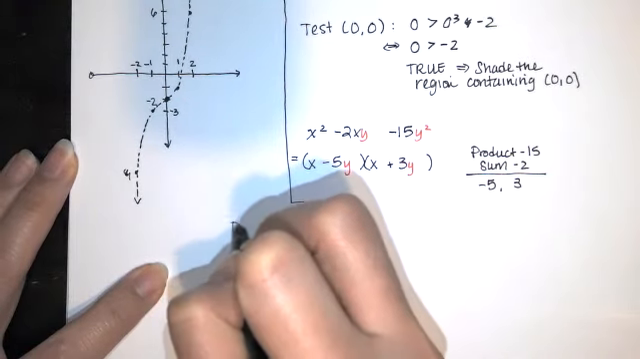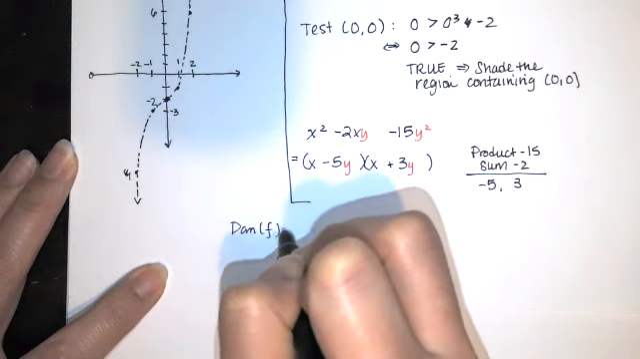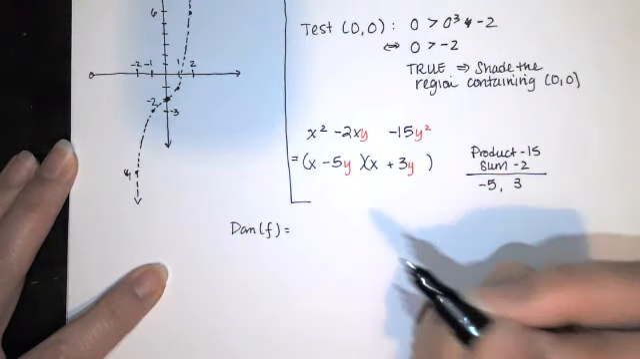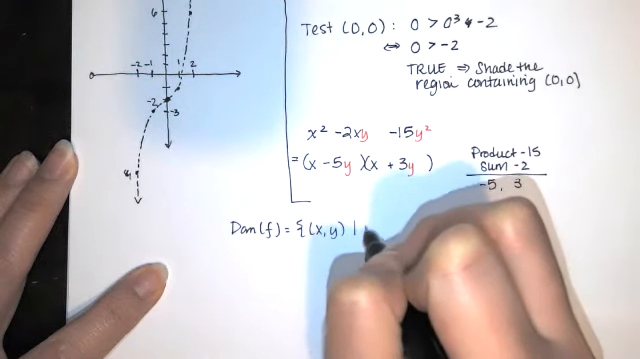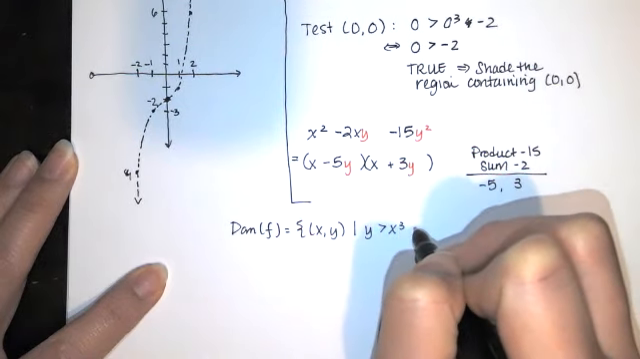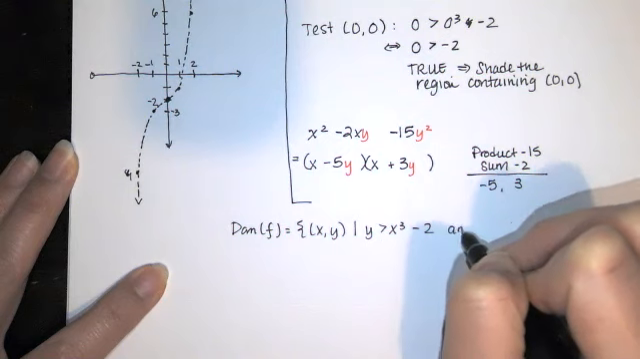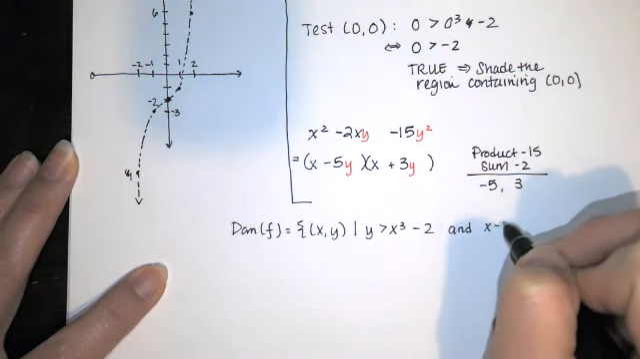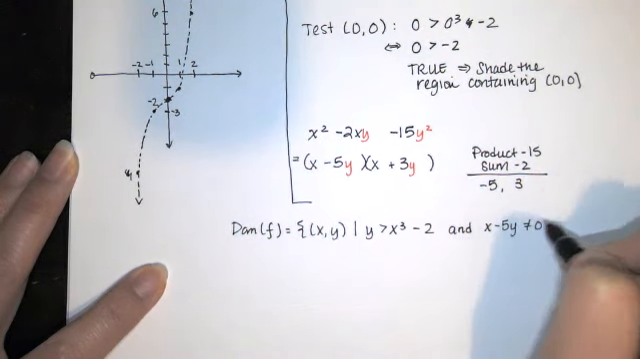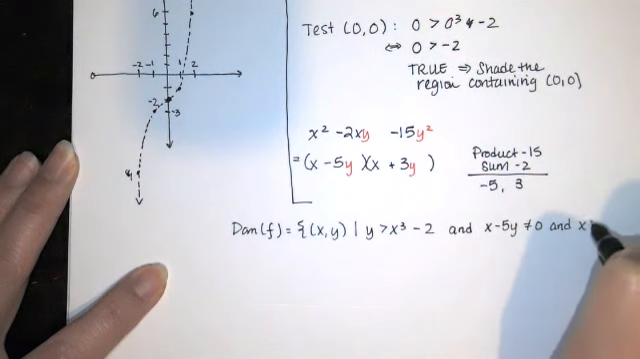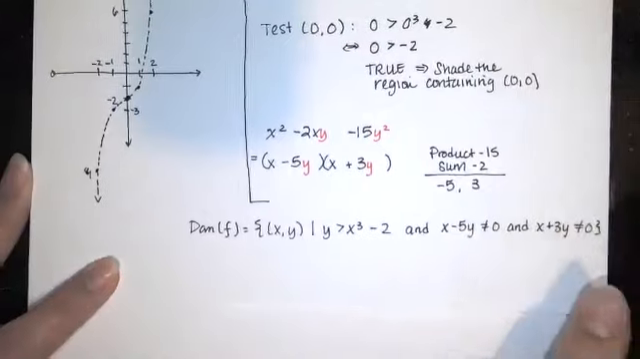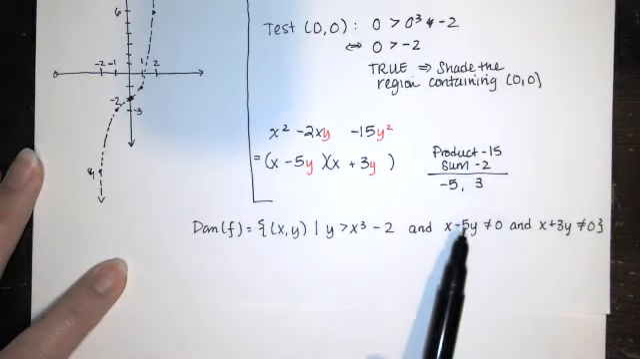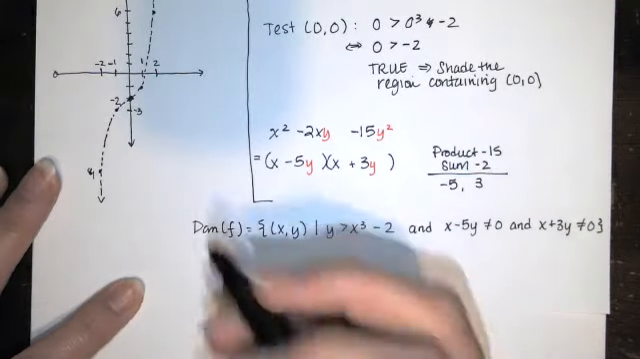So we're still talking about the domain of f, which is the same as the region where f is continuous. So this is the set of all xy pairs such that y is greater than x cubed minus 2, and x minus 5y is not equal to 0, and x plus 3y is not equal to 0. Because the only way a product is non-zero is if both factors are non-zero at the same time.